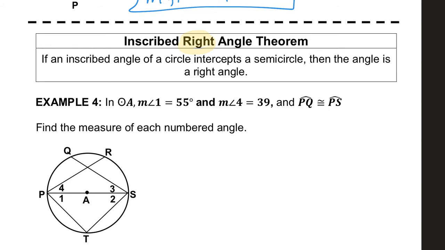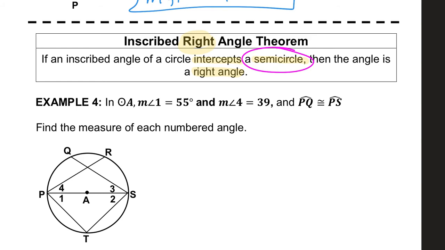If an inscribed angle of a circle intercepts a semicircle, I need you guys to see that semicircle there. Okay, so if you have an inscribed angle on the circumference and it opens up directly to a semicircle, or it opens up to that diameter, then that's when that inscribed angle is going to be a right angle. So let's take a look at the picture we have here.